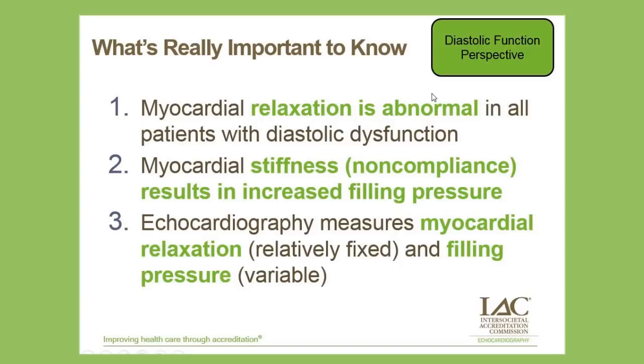So let's take it all back. What's really important to know from a diastolic function perspective? Myocardial relaxation is abnormal in all patients with diastolic dysfunction. If you have diastolic dysfunction, the relaxation part is abnormal. Myocardial stiffness or noncompliance results in increased filling pressure. So if you have a stiff ventricle, you're going to have increased filling pressure because it's that push to get blood into the ventricle. And the third thing is that we are able to measure both myocardial relaxation, which is relatively fixed, and you can see that in the tissue Doppler, and filling pressure, which is variable, and that's where the mitral E velocity helps us.